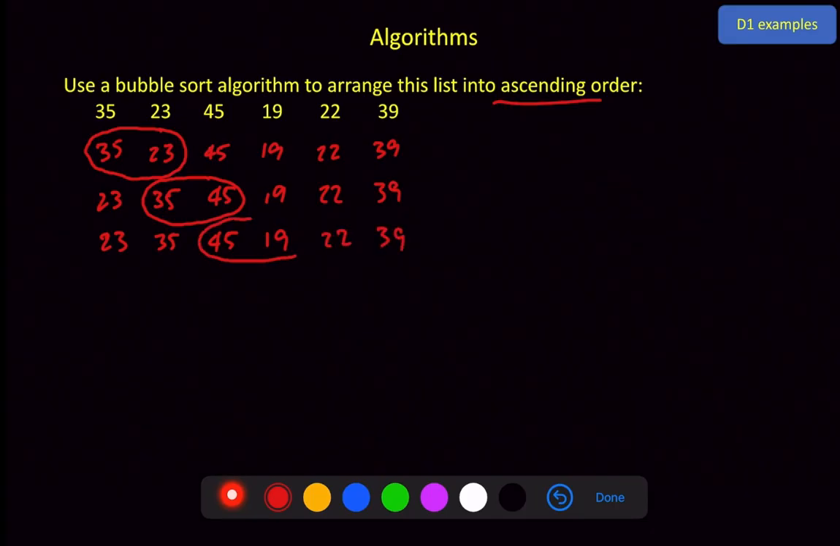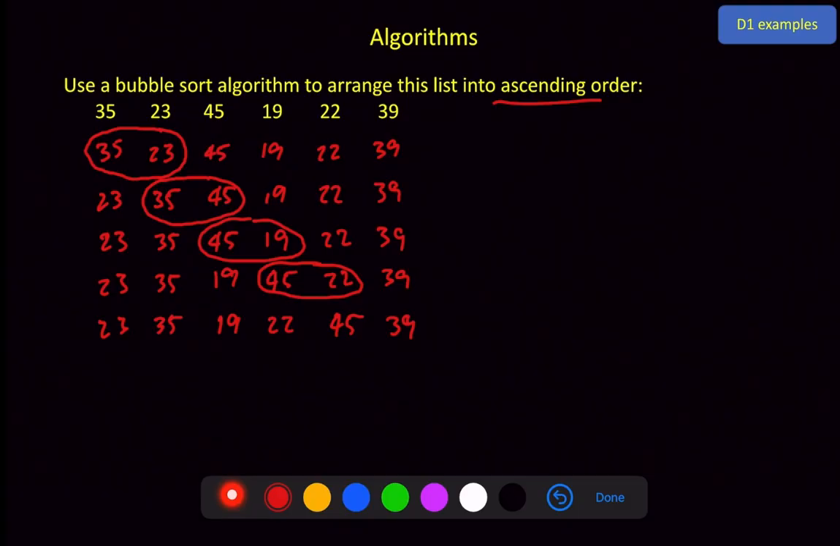Then I compare these two. Clearly not in order. They swap. Then the next two, also clearly not in order. Nothing else changes, but they swap. I compare the last two, also not in order, so they swap. And this is after the first pass. So this bit here is the comparison and swaps.